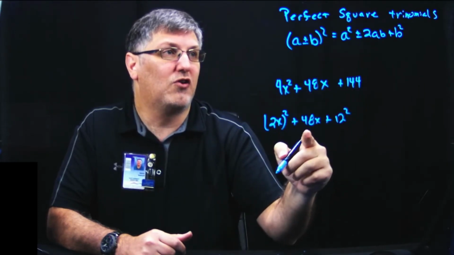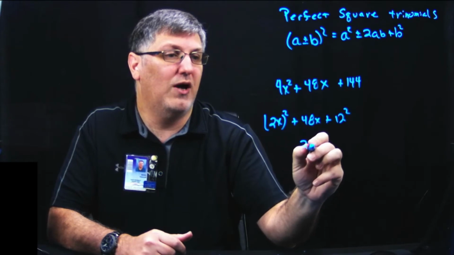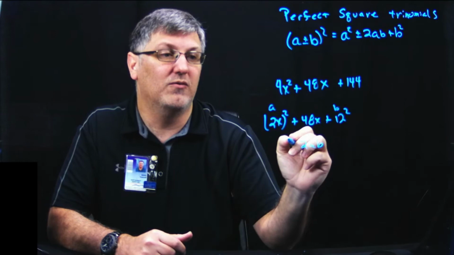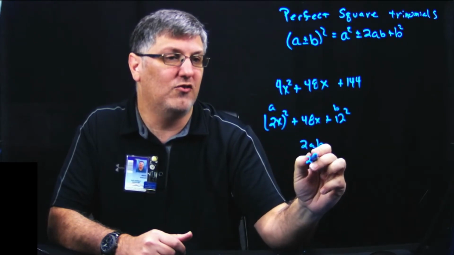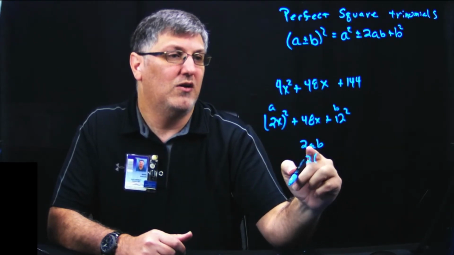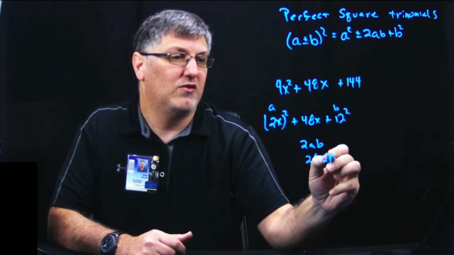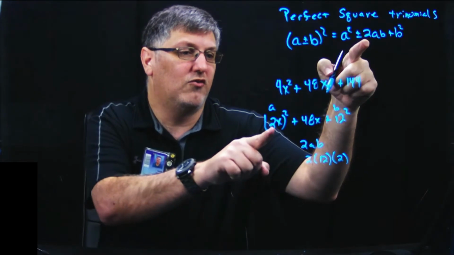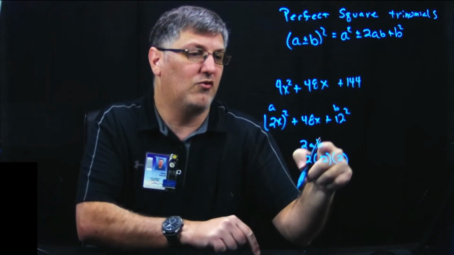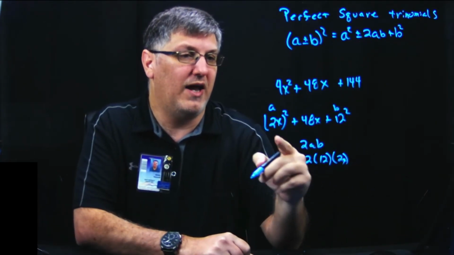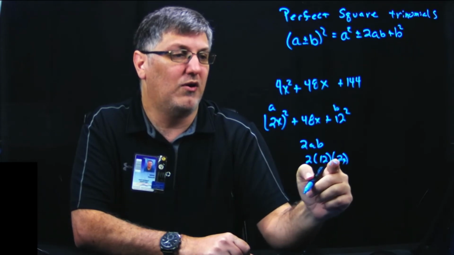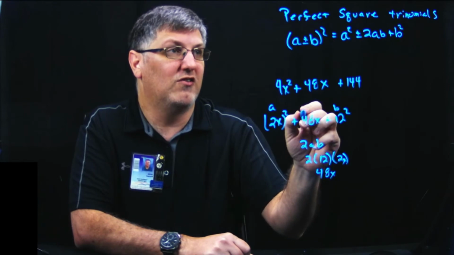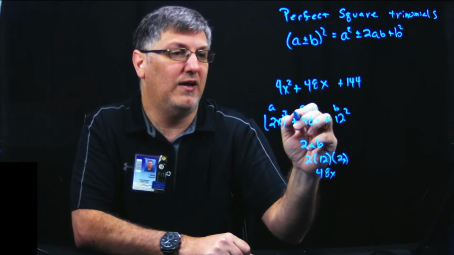Well, this middle term here should be 2ab. My a is here, my b is here. So I can ask myself, is this 2 times 12 times my other 2? So I have a 2 from here and a 2 from here. Those are my two 2's, and my 12 from here. And of course, I also have my x from here. So 2 times 12 times 2 is in fact 48x. So this is in fact 2ab.